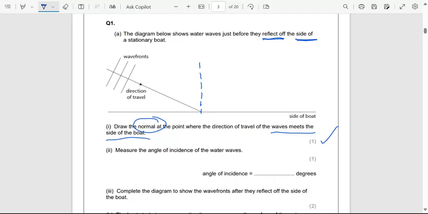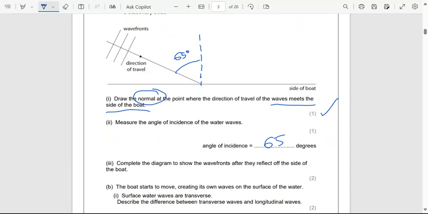Measure the angle of incidence of the water waves. Okay, if you measure that carefully with a protractor, it's about 65 degrees. And you're allowed to be inaccurate by a degree. So there we go, 65 degrees. And why is that the angle of incidence? Because we always measure the angle between the ray and the normal. Some of you measured this angle down here. That's not correct. That's not the angle of incidence. All right. So whenever you measure an angle, always measure from the normal to the ray.